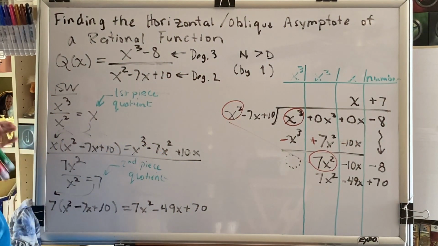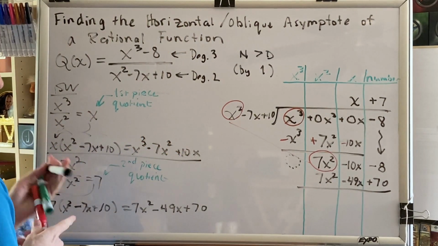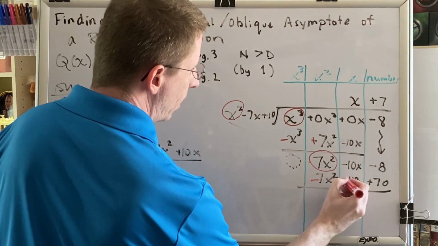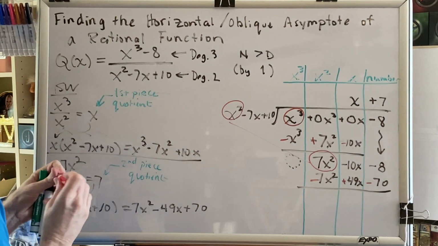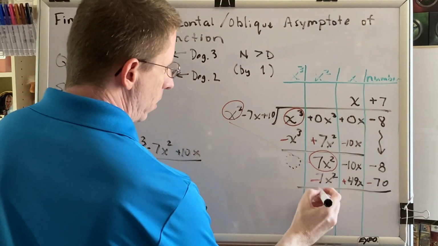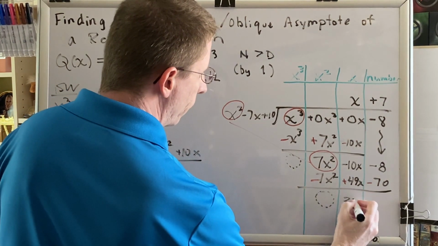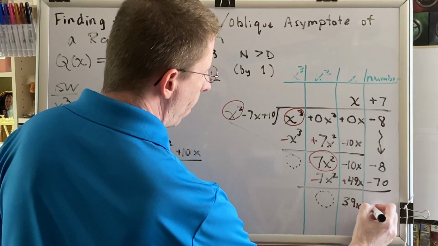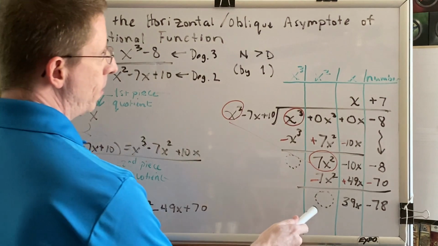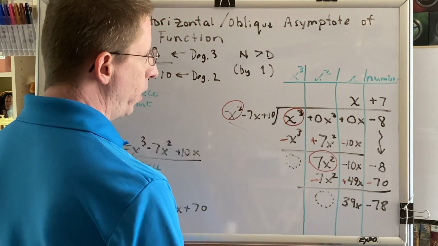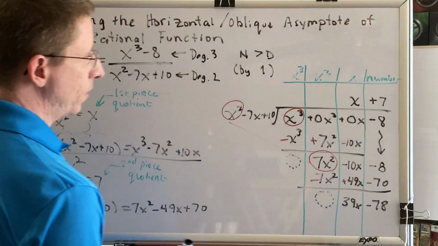Now say and perform the rhyme. Draw the line, change the sign, then combine. So 7x squared and negative 7x squared combine to make 0. Negative 10x plus 49x makes positive 39x. Negative 8 subtract 70 is negative 78.